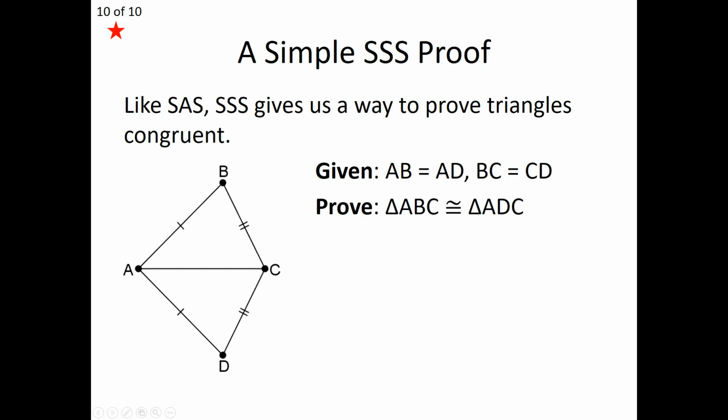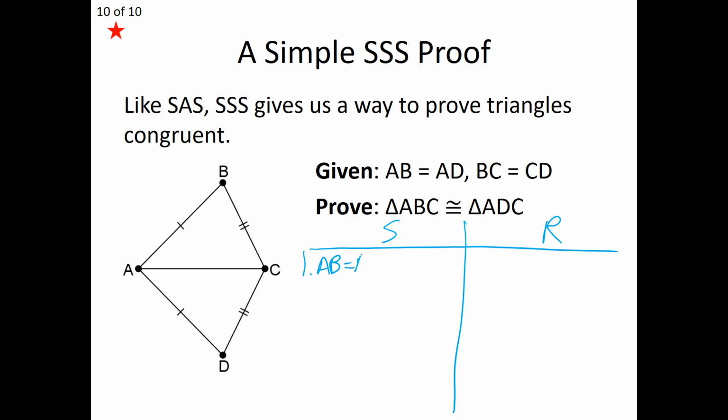To finish off today's lesson, we're just going to look at a very simple proof of side, side, side. So take a moment to draw your diagram, write down the given and prove statements, and then we'll jump into a proof. Now this proof really is very simple. I'm going to go ahead and set up my 2-column. So I'm going to prove that these two triangles are congruent. Step 1 is always my given.